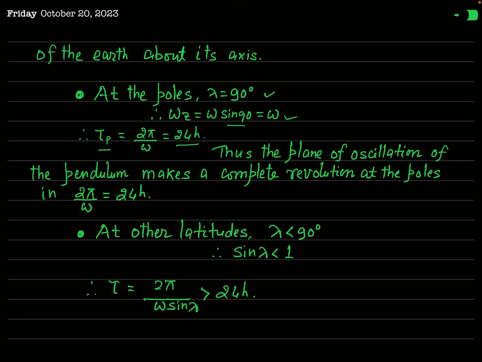So you can say that the plane of oscillation of the pendulum makes a complete revolution at the poles in 2 pi by omega time, which is equal to 24 hours. This actually verifies, this is actually the relative velocity. The observer is standing on the earth, and earth is rotating with this velocity, and in this time of 24 hours, earth completes one rotation, and the observer feels that the pendulum makes a complete revolution in this period. So this actually verifies that the earth is a rotating object.